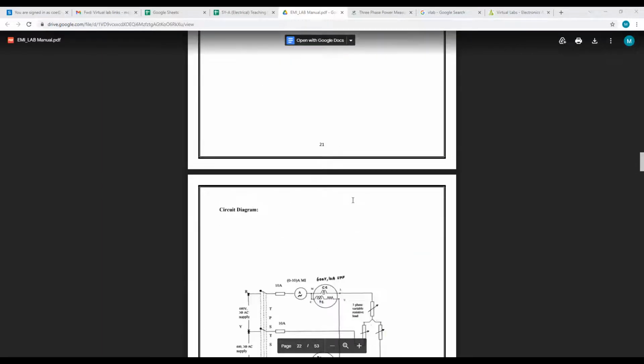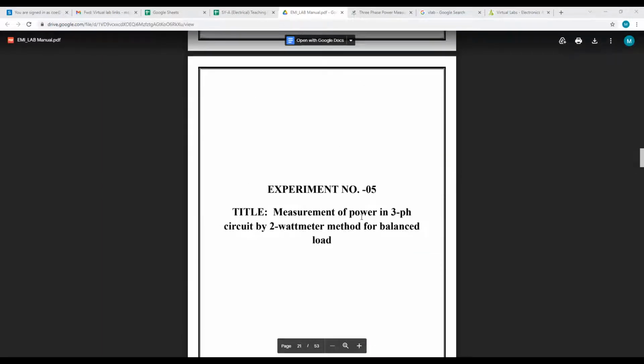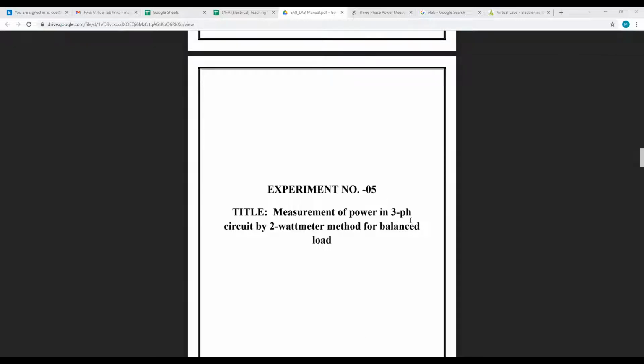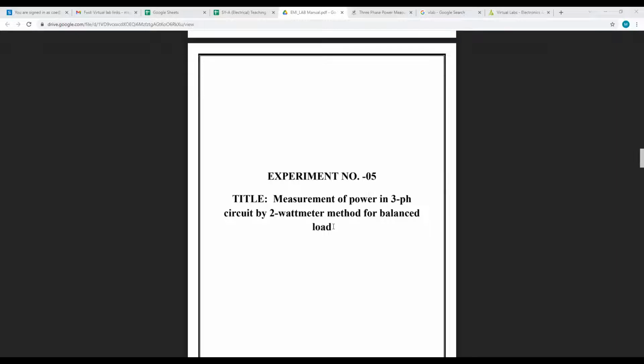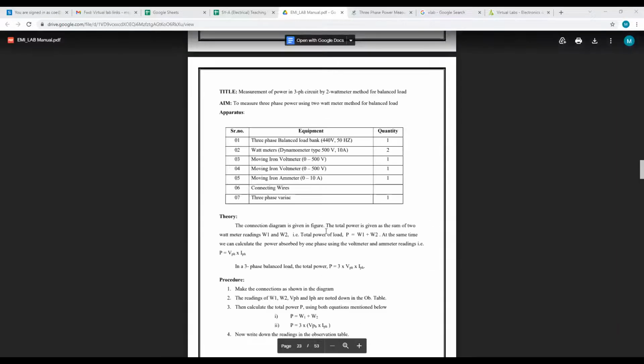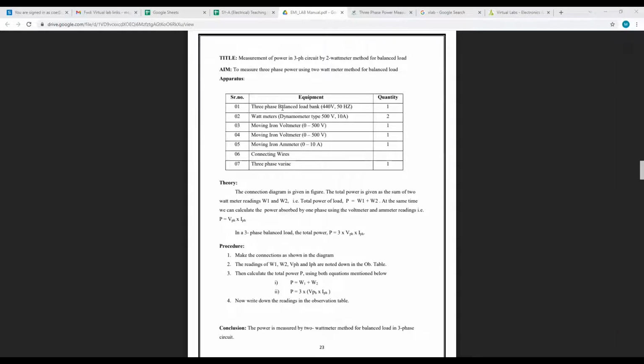Next, what we are going to discuss today is the measurement of power in a 3-phase circuit by the 2 wattmeter method for balanced load. For balanced load as well as unbalanced load we can measure, but today we will discuss only the balanced load. So what is the aim of this experiment? The main aim is to measure the 3-phase power using the 2 wattmeter method for balanced load.